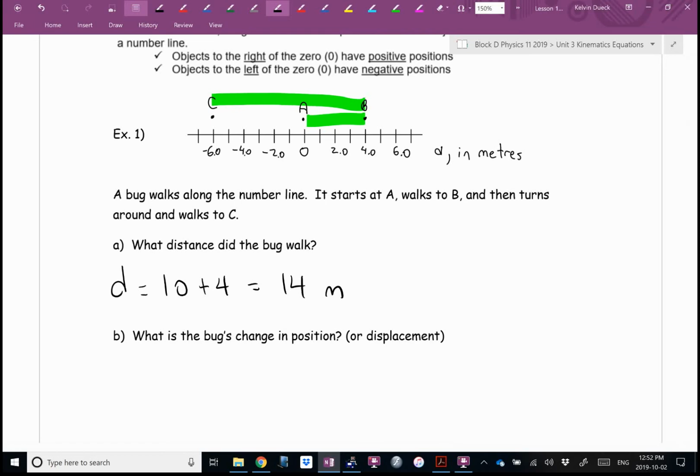What's the bug's change in position? What's the bug's displacement? We started here. We ended here. -6. You could also say 6 meters left. Or you can say -6, which is easier to write. So I'm almost always going to use negatives and positives.